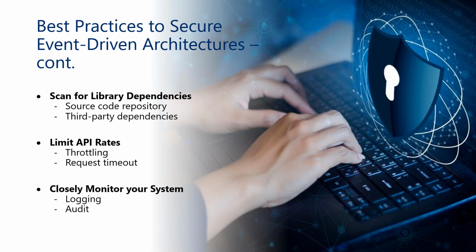API limits can be accomplished by implementing API throttling or request timeout. Throttling limits the number of requests to a service in a time span to prevent overuse of resources, while request timeout sets the total time available for a request to be processed and answered.